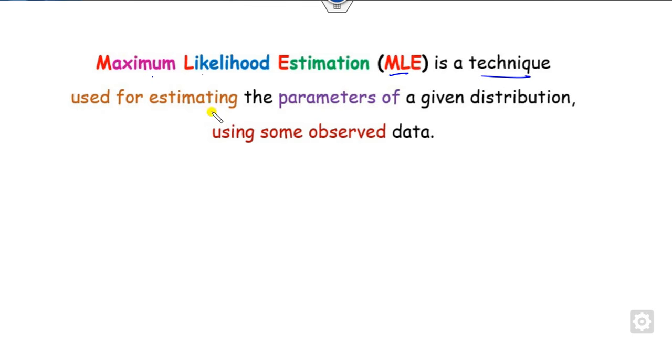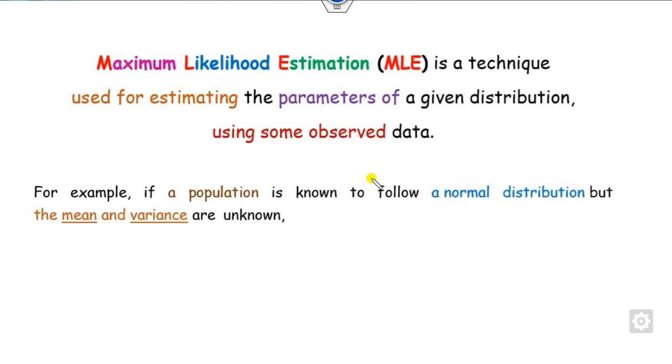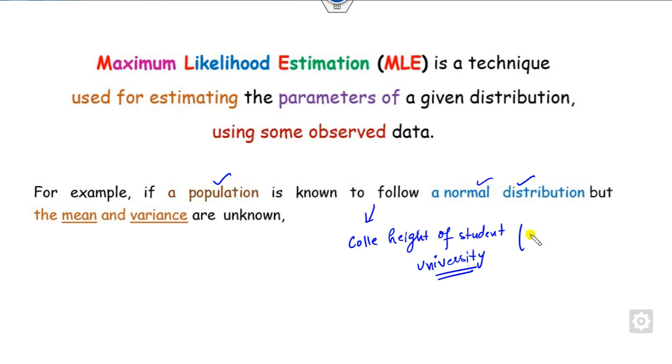It is a technique which is used to estimate the parameter theta of the given distribution using some observed data, that is, using the sample information. How? For example, if you have a population which follows the normal distribution, say the collection of heights of the students in a certain university. All of you know that in a certain university there are so many students, so it follows the normal distribution. But what is the mean and the variance of the heights of the students? That is always unknown to us.